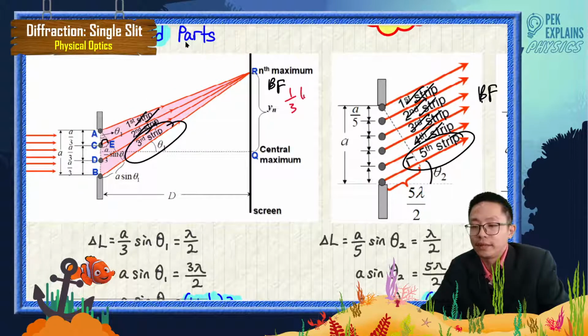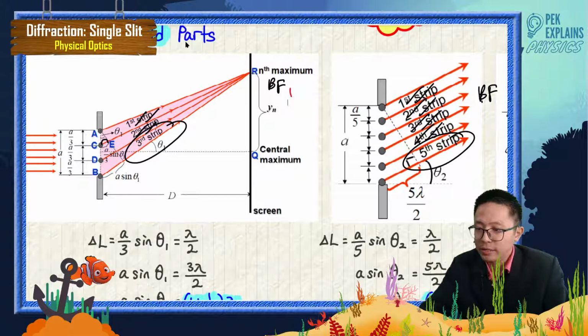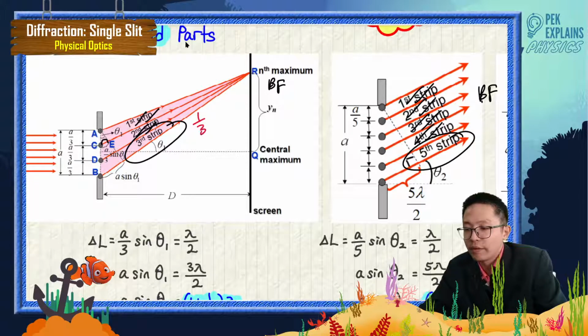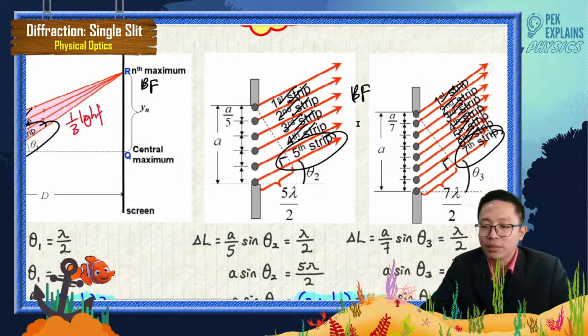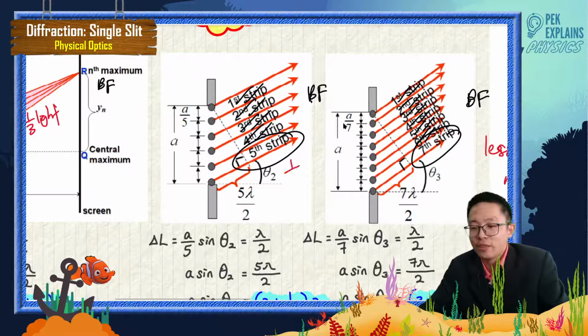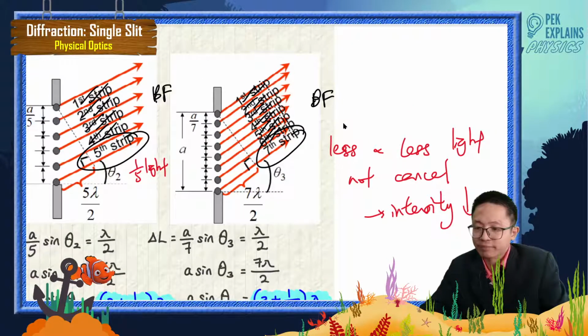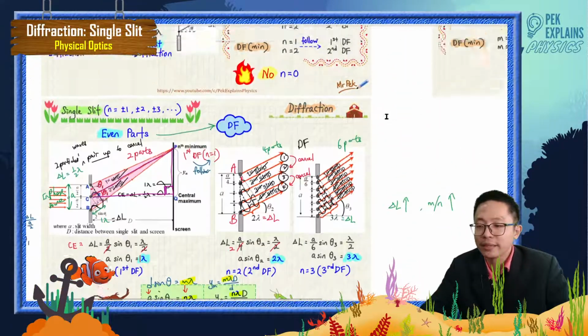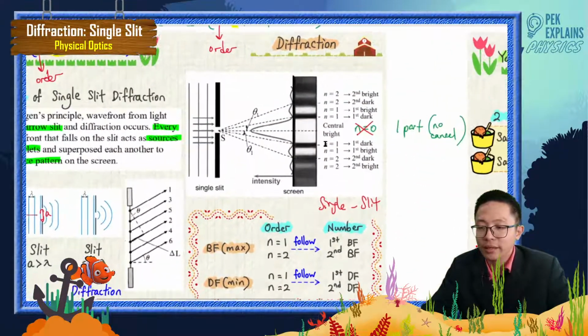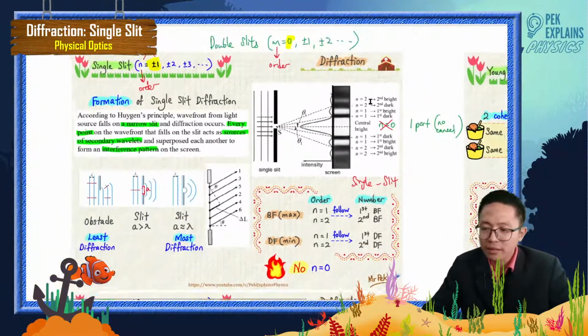This one only has 1/3 of the light left. This one only has 1/5 of the light left. This one only has 1/7 of the light left over, that is, not being cancelled. That's why the intensity decreases so much. Okay.